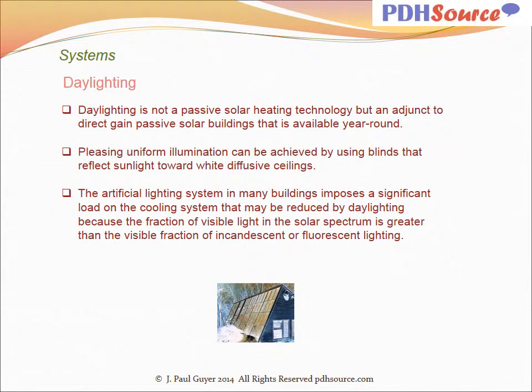Daylighting is not a passive solar heating technology, but an adjunct to direct gain passive solar buildings that is available year-round. Pleasing uniform illumination can be achieved by using blinds that reflect sunlight toward white diffusive ceilings. The artificial lighting system in many buildings imposes a significant load on the cooling system that may be reduced by daylighting because the fraction of visible light in the solar spectrum is greater than the visible fraction of incandescent or fluorescent lighting.